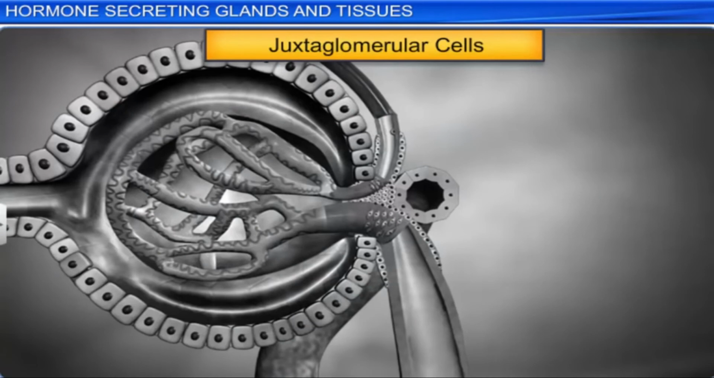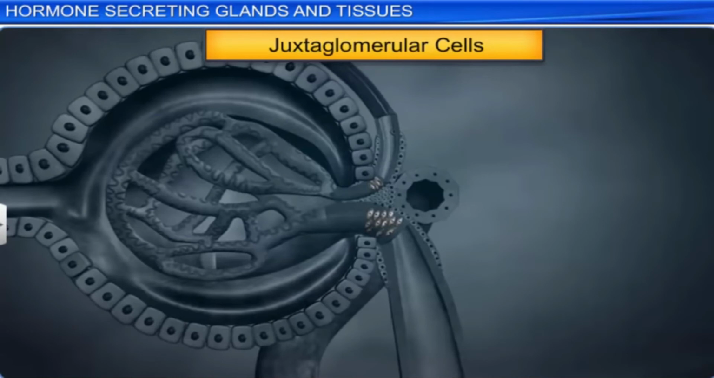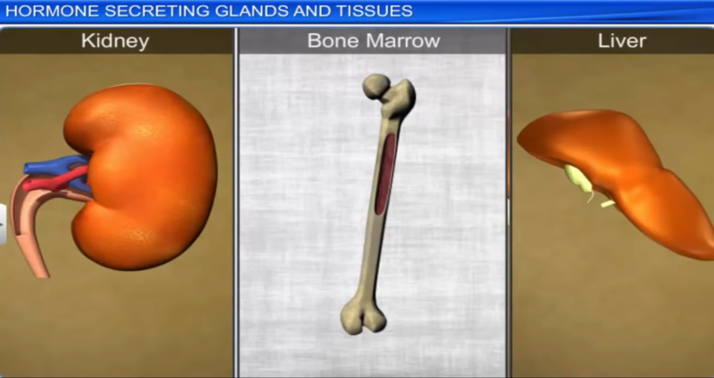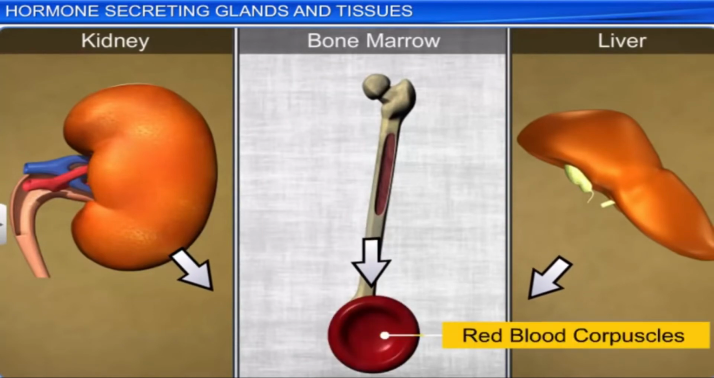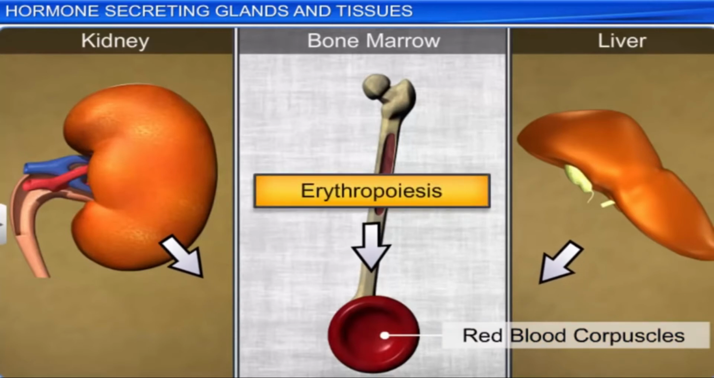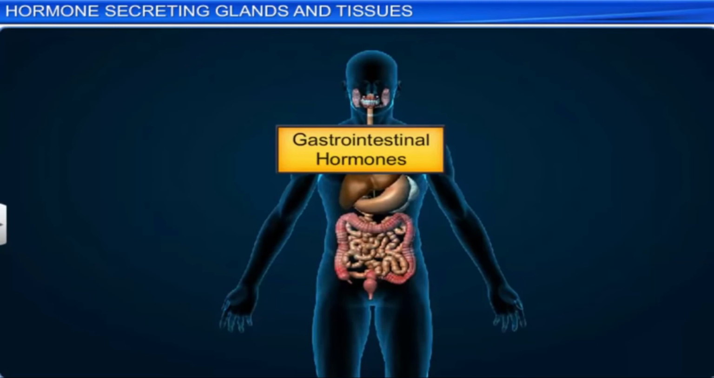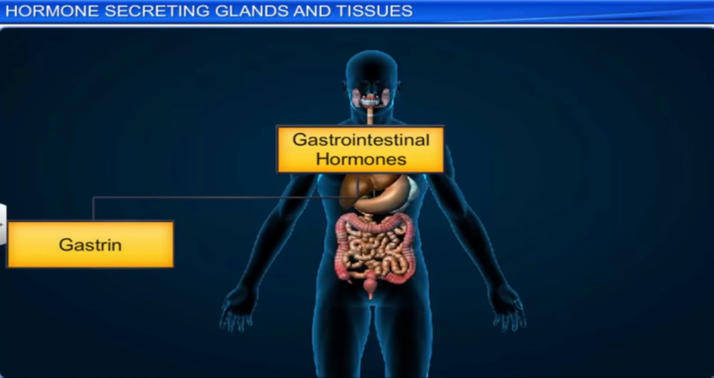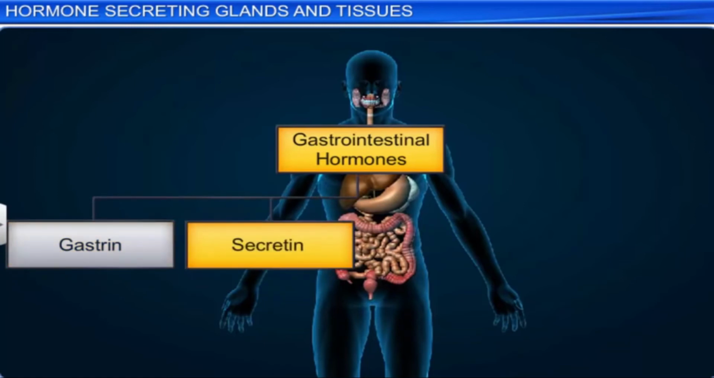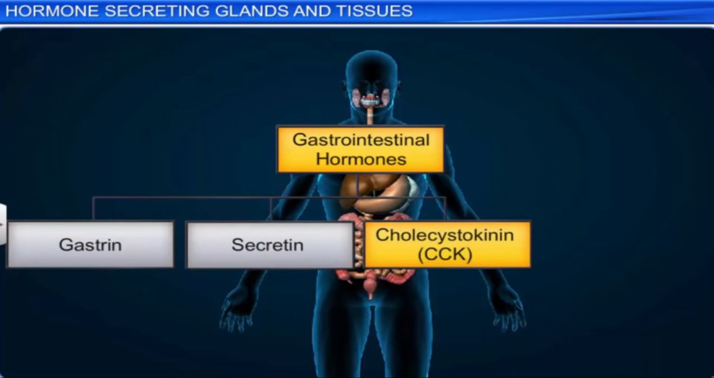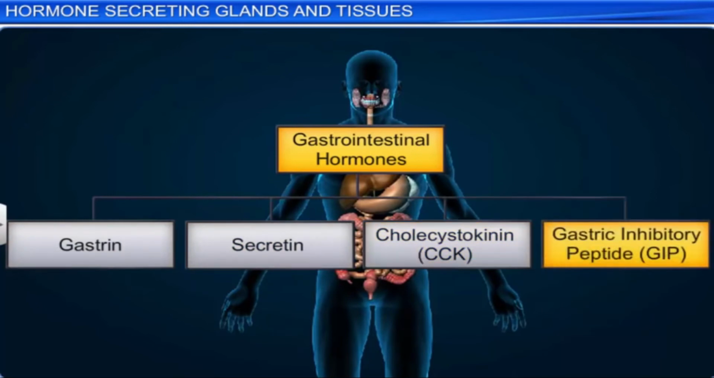The juxtaglomerular cells present in the kidneys produce a hormone called erythropoietin that stimulates the formation of erythrocytes or red blood corpuscles. This formation of erythrocytes is known as erythropoiesis. The gastrointestinal tract secretes 4 major peptide hormones, namely gastrin, secretin, cholecystokinin or CCK, and gastric inhibitory peptide or GIP.